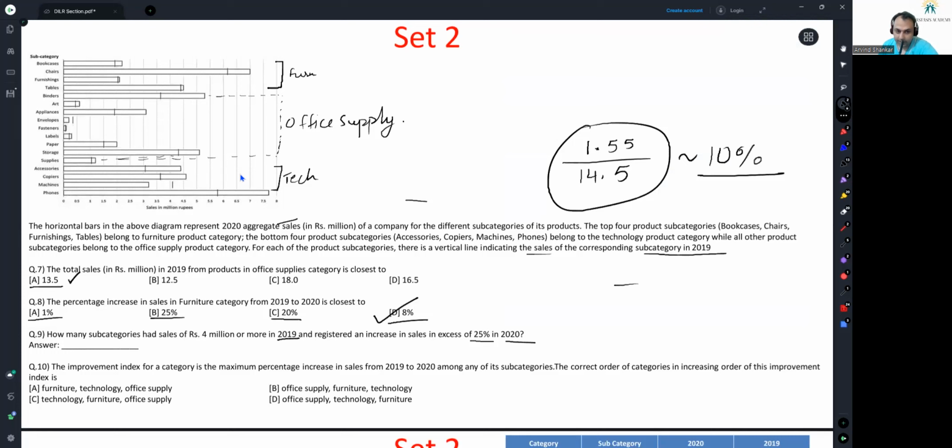For subcategory of phone, sales of 4 million or more in 2019 and registered an increase in sales in excess of 25% happened for phones. So the answer to this question is 1.